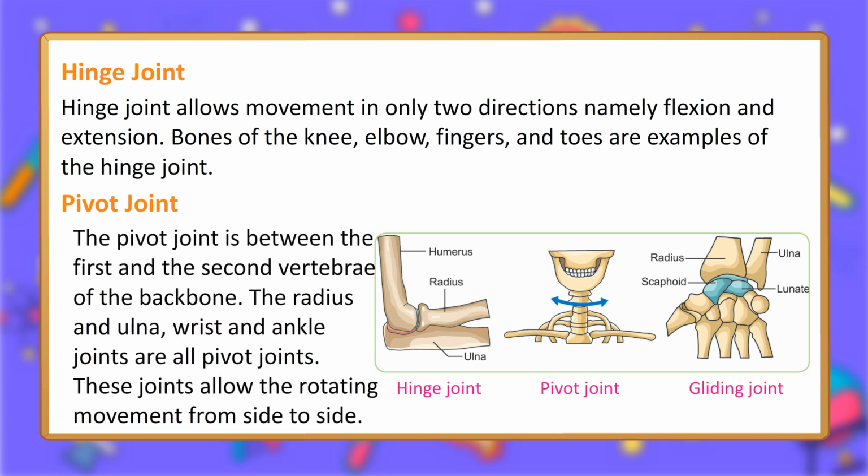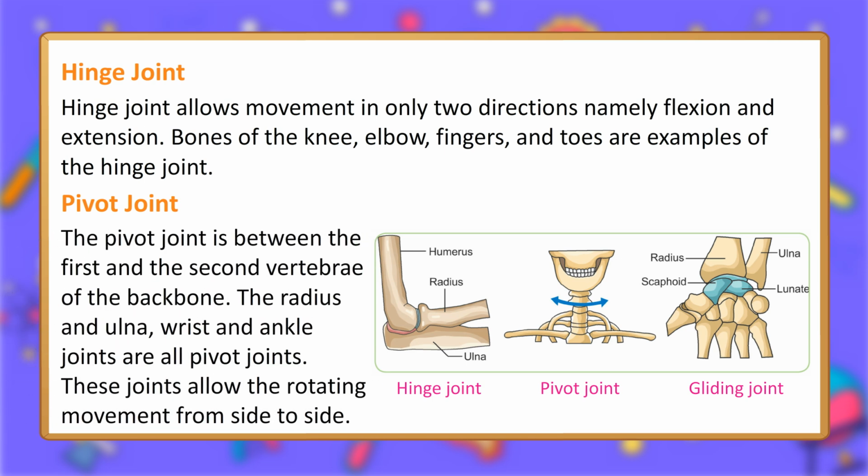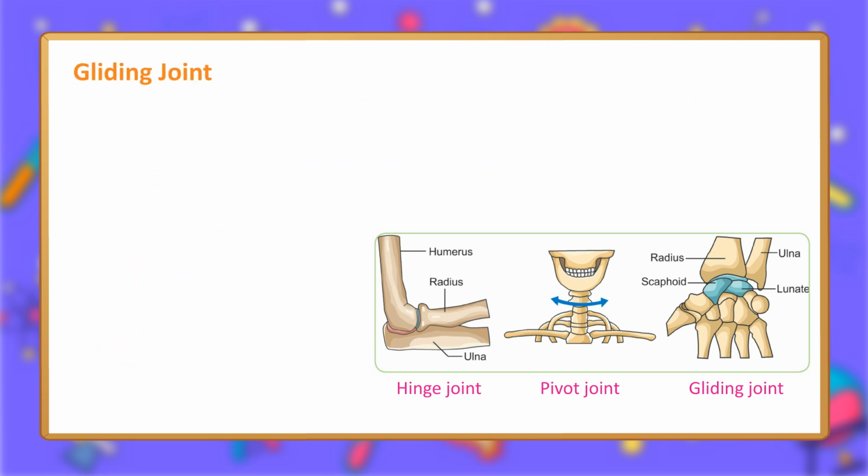Pivot joint. The pivot joint is between the first and the second vertebrae of the backbone. The radius and ulna, wrist and ankle joints are all pivot joints. These joints allow the rotating movement from side to side.